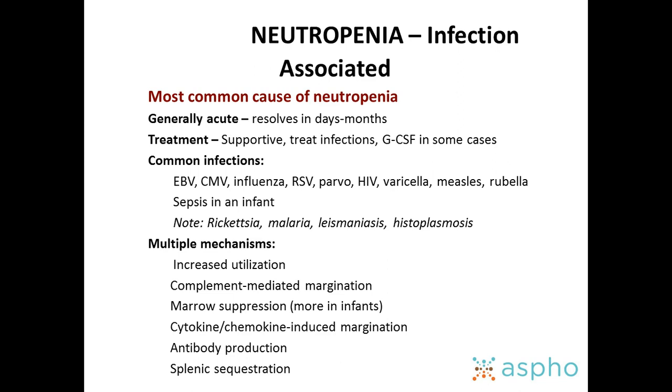Okay, so infection is the most common cause of neutropenia. I'll say it again, infection is the most common cause of neutropenia. Generally it's acute, and you just support the patient and make sure your neutrophil count normalizes at some stage. And again, viruses are pretty common. Also, there are some specific associations with rickettsia, malaria, leishmaniasis, histoplasmosis. Basically, anything that creates a lot of cytokines that stunts the bone marrow.